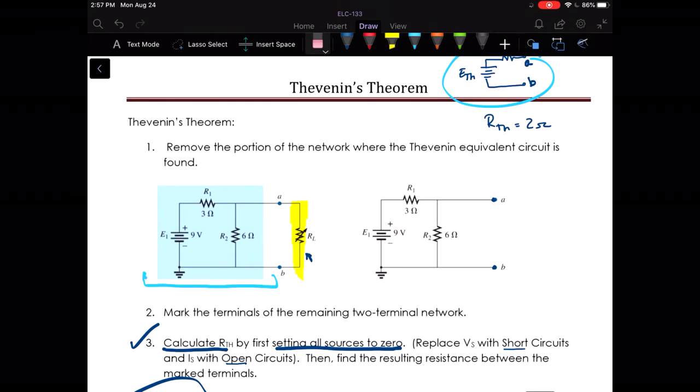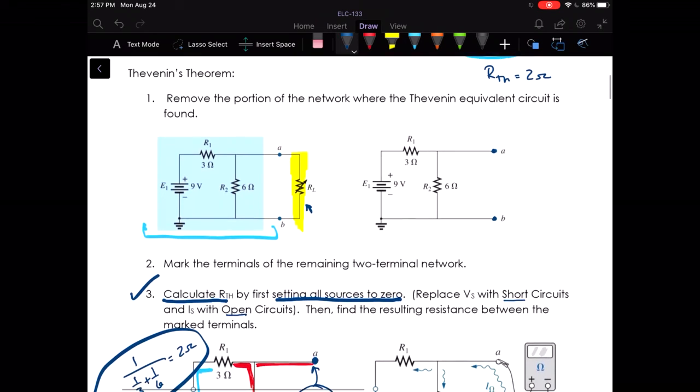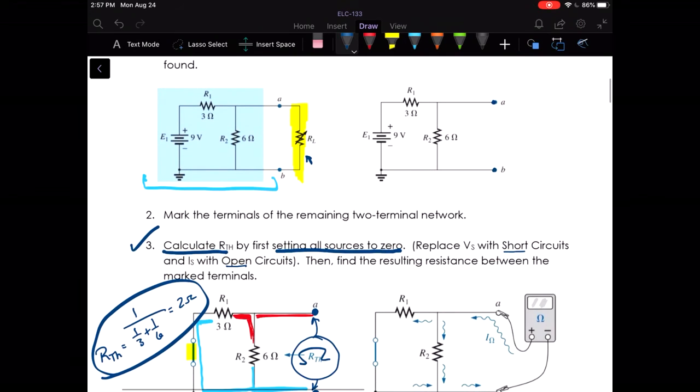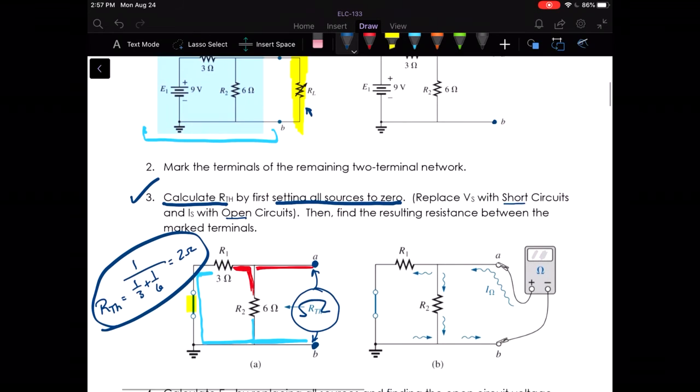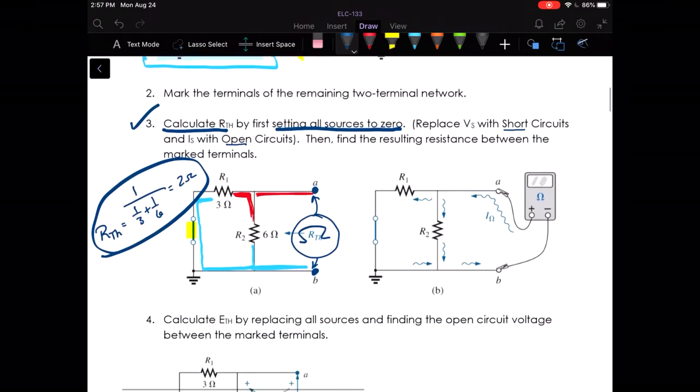We'll come back to it at the very end of the work that we're doing here, because the next step is to find E Thevenin. And E Thevenin is a different process from finding R Thevenin. So once we have done step 3, then we write down what we learned and we move on. We do not use this anymore. We throw that circuit out and start again.